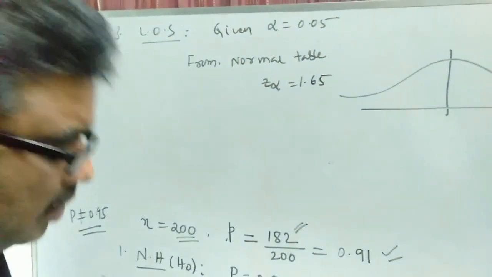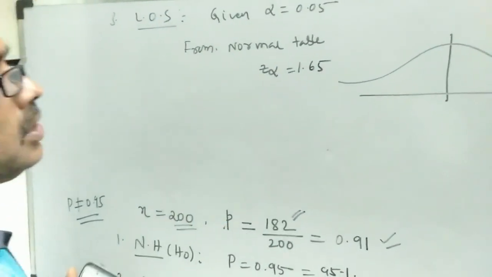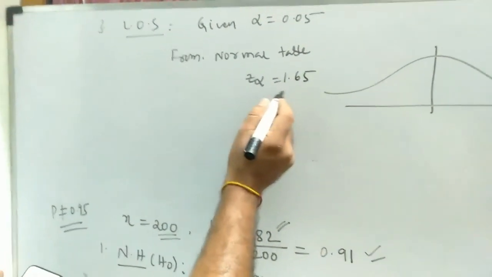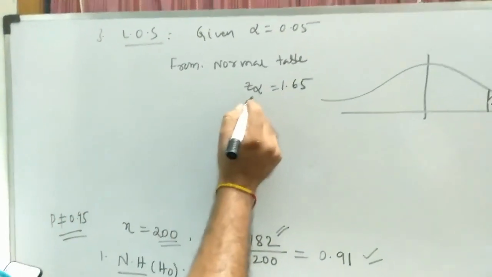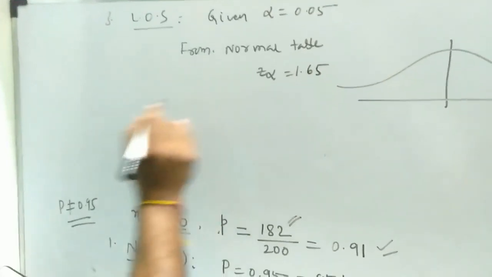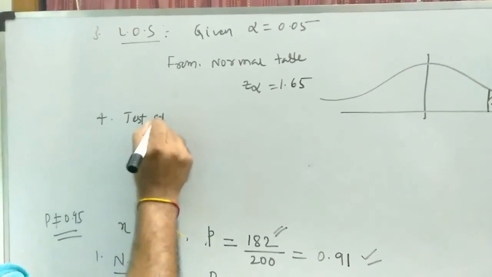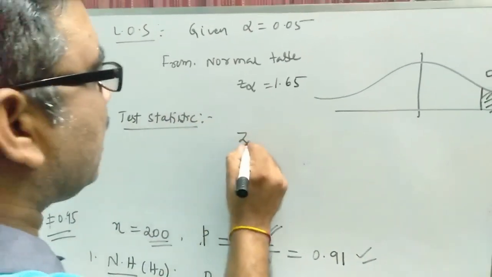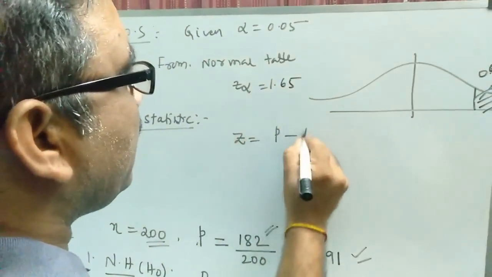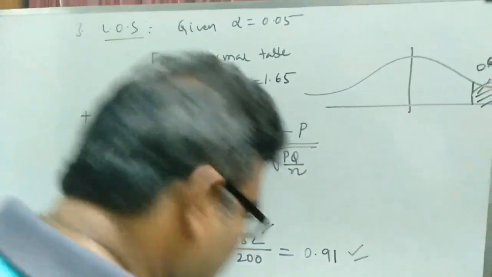Now we are taking the rejection region on a single side, that means a single tail test. So the respective value of Z from the normal tables is 1.65, and this is nothing but the Z tabulated value. Next we go for the test statistic. The test statistic for a single proportion is small p minus capital P by square root of PQ by N. Already I have given the formula.